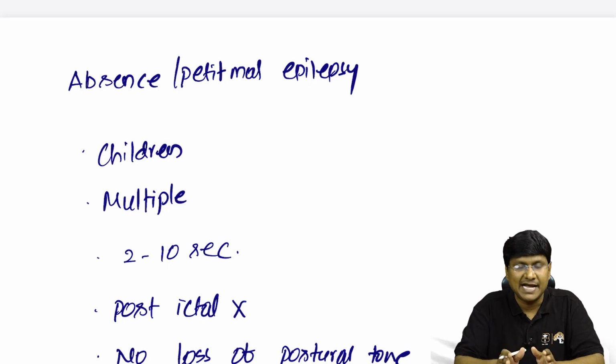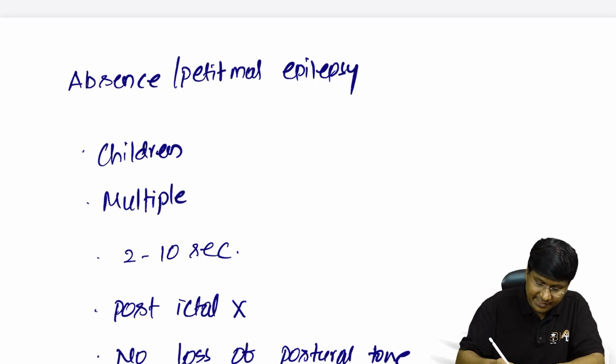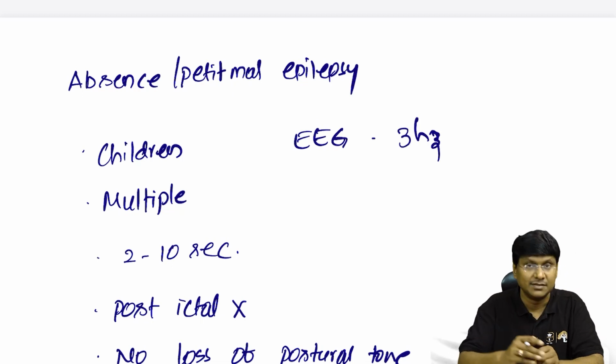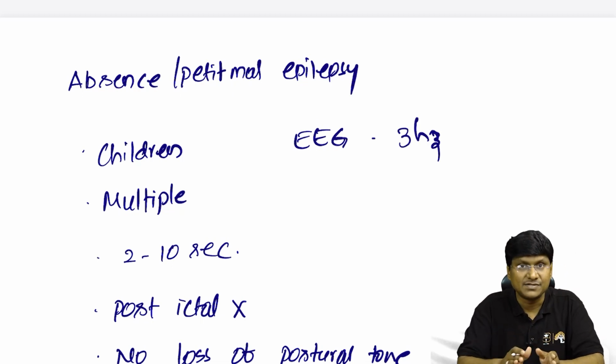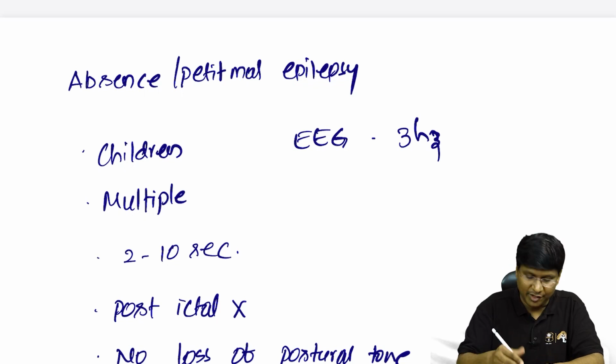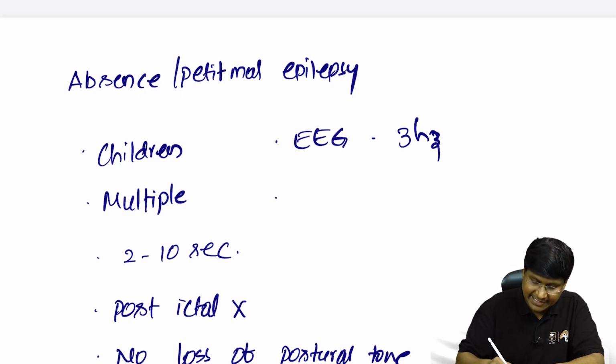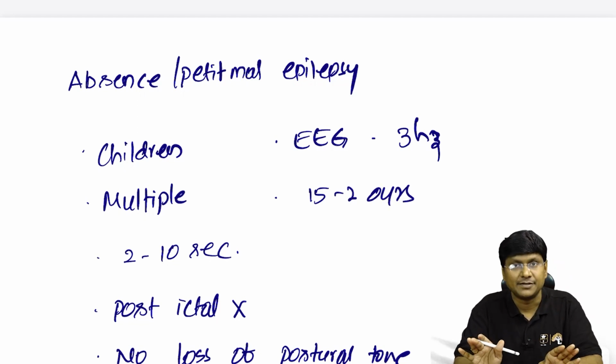And please remember, these absence seizures have the EEG finding of a 3 Hz spike and wave pattern. In case of absence seizures, please remember a very important point: by the time they reach almost 15 to 20 years, the absence seizures disappear.